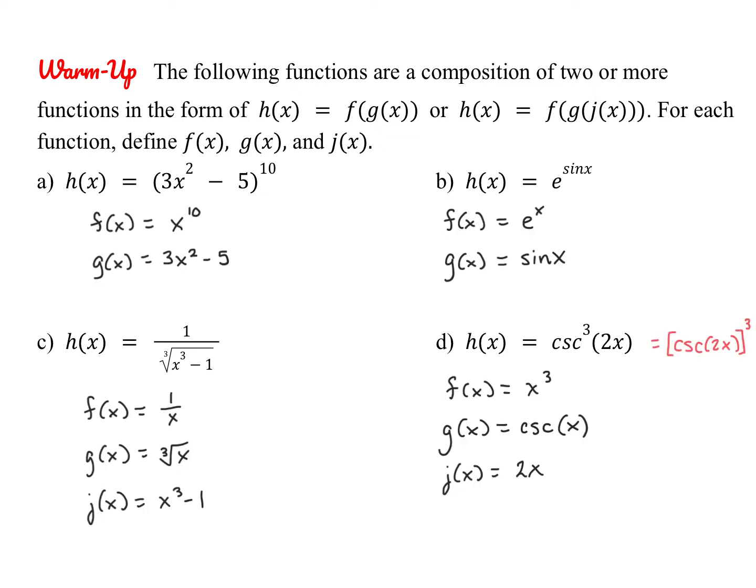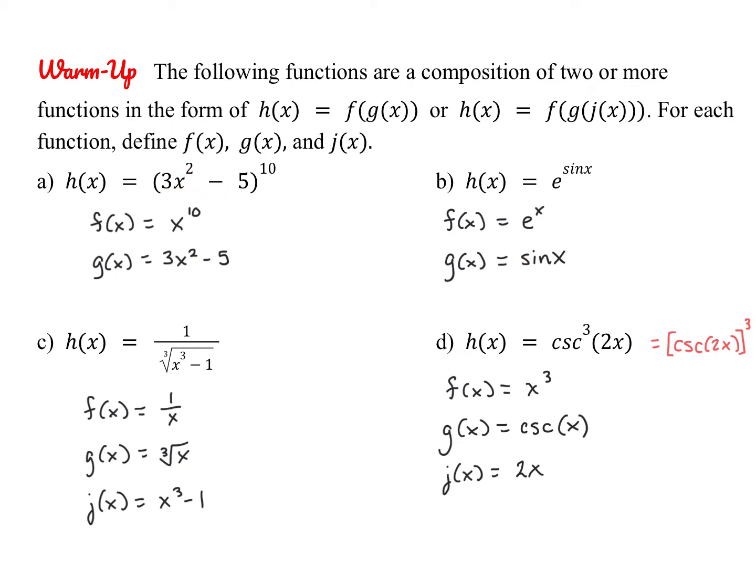So here we're working from the outside in, and notice that the outermost function we would call f of x, and then we work inward to g of x and even j of x if it's possible. So for the first one, the outer function would just be x to the power of 10. And then the inner function, g of x, would be 3x squared minus 5.